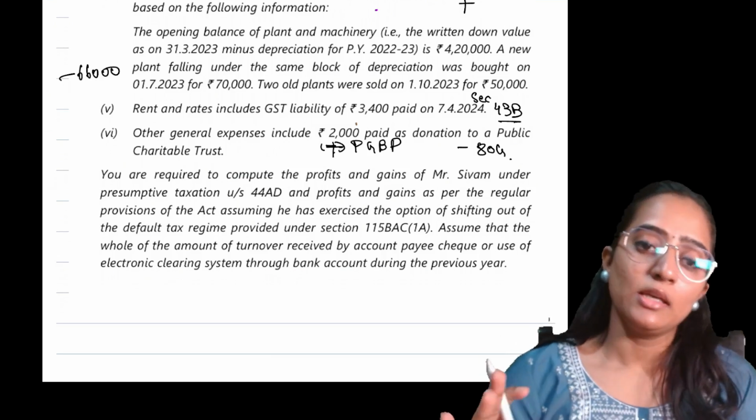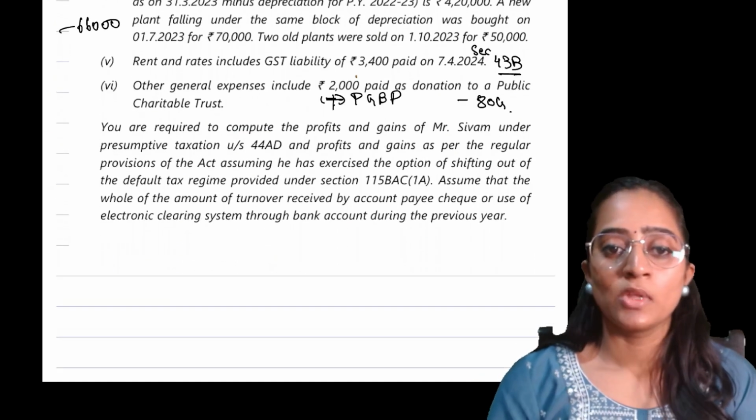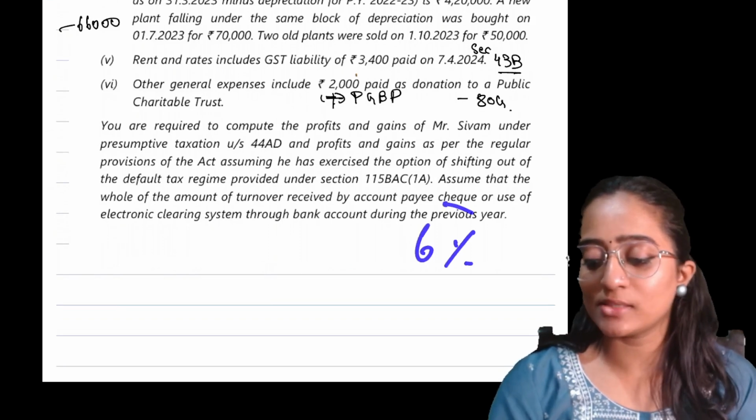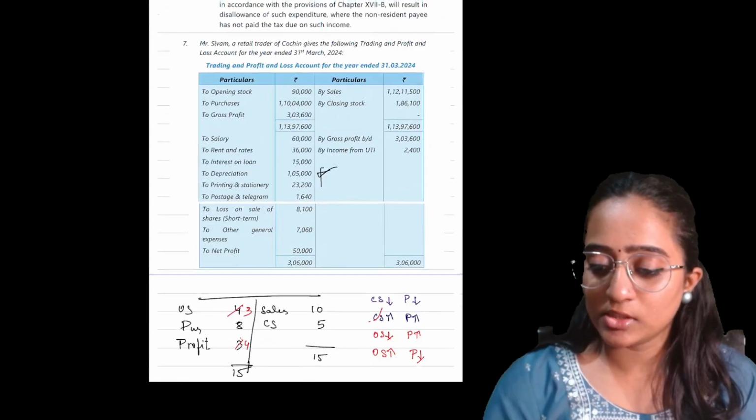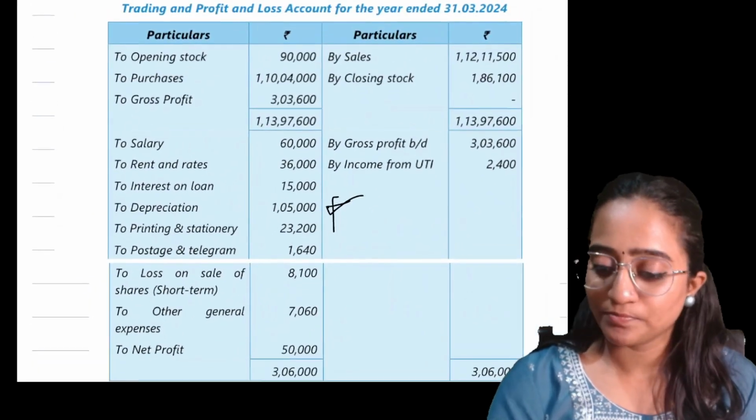So the entire turnover is provided during the previous year to the account payee cheque only. So he will be subject to tax at the rate of 6% under section 44AD. So let's look into the adjustment question part.